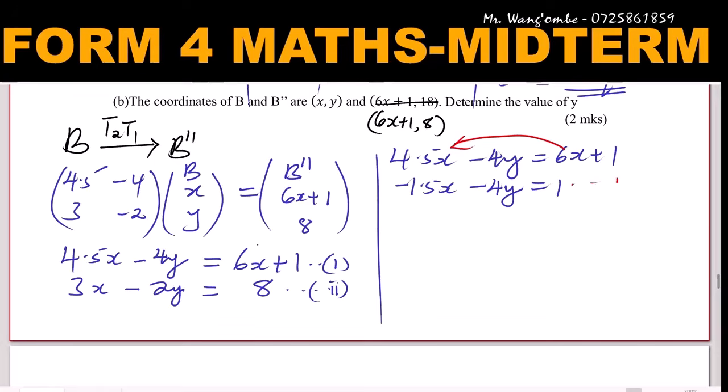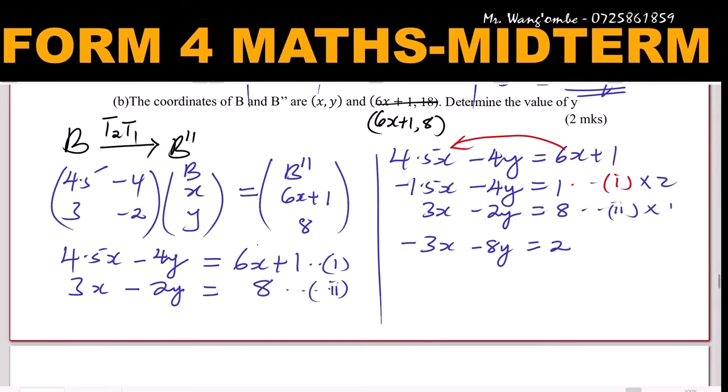So that is equation 1. Then equation 2 is 3x minus 2y is equals to 8. Because I want to eliminate x, multiply the first equation by 2, to have negative 3x. So we'll have negative 3x minus 8y is equals to 2. Then the second equation, you just simply multiply by 1. So 3x minus 2y is equals to 8.